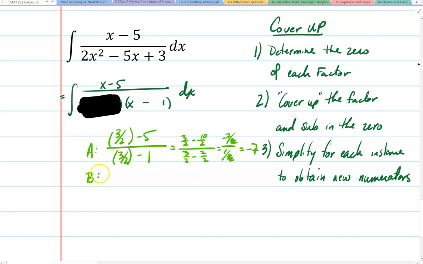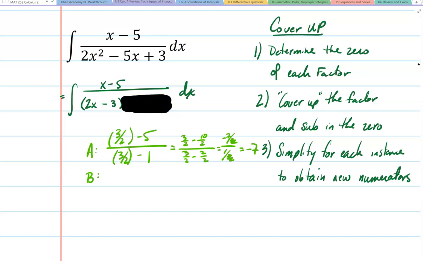I'm going to do the same for a b value, and I'll do that by covering up the other factor. Now the zero of this factor is going to be positive 1. So when I cover up this factor and we make the substitution, I need 1 minus 5 in the numerator, and the remaining factor is 2 times 1 minus 3. So what do we get? A negative 4, and 2 times 1 is 2 minus 3 is negative 1. So the b value is 4.